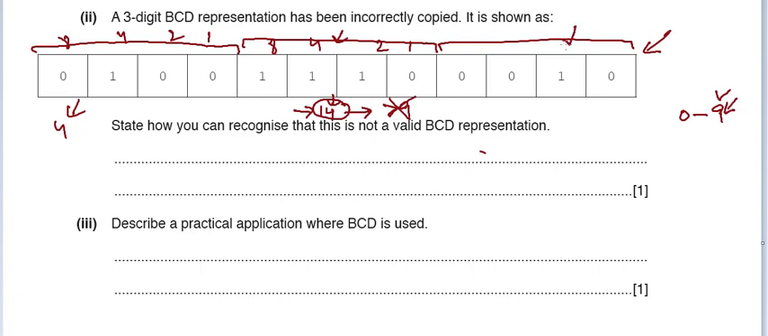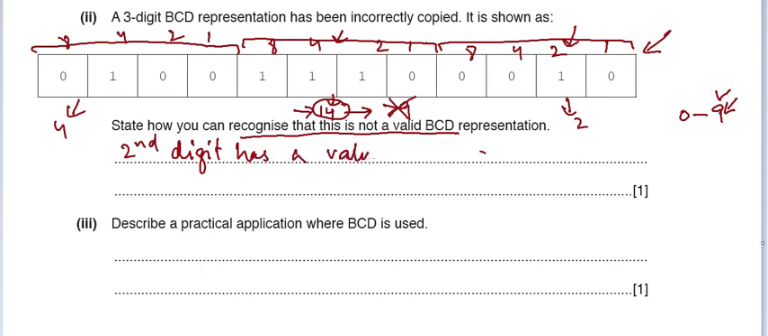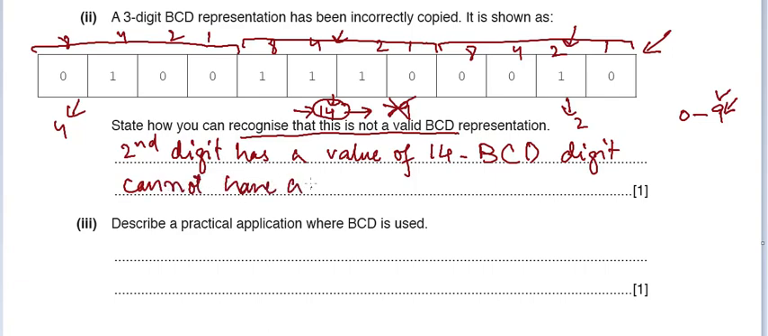Okay, let's check this one also. By applying weights, 1, 2, 4, 8, this one equals 2. So we can recognize that this is not a valid BCD representation, because the second digit has a value of 14. A BCD digit cannot have a value more than 9.